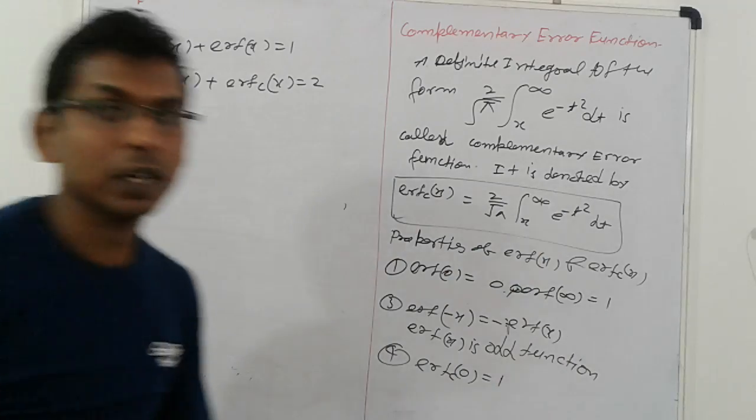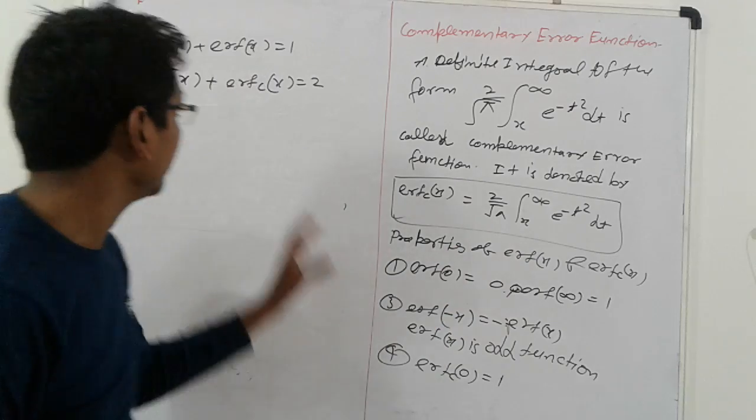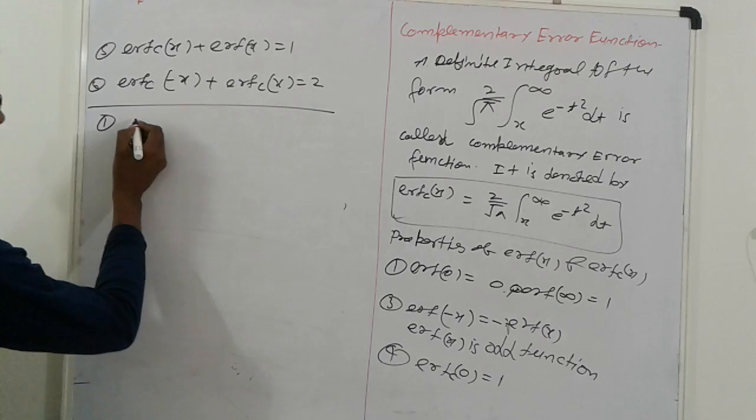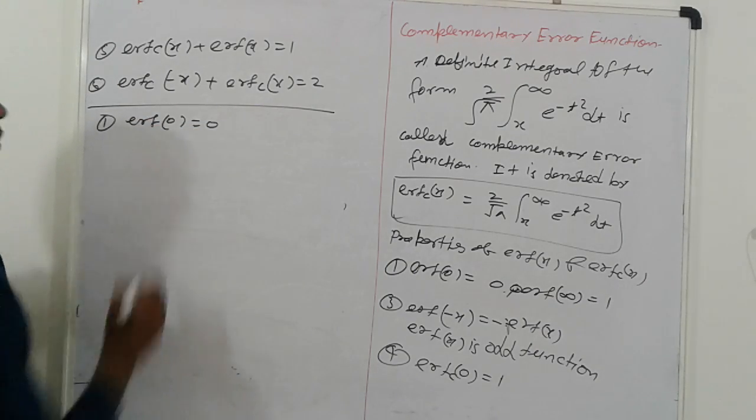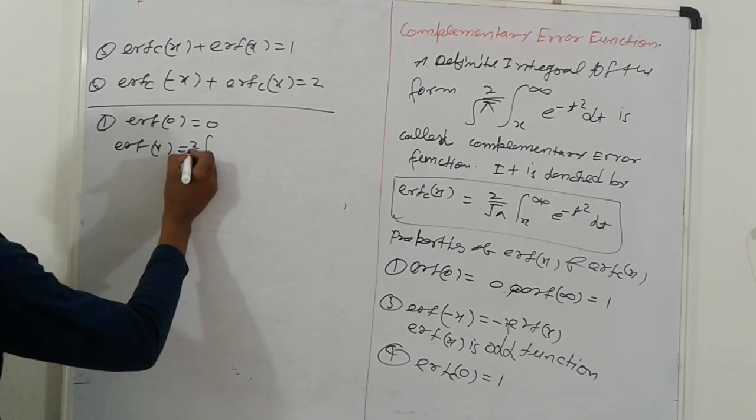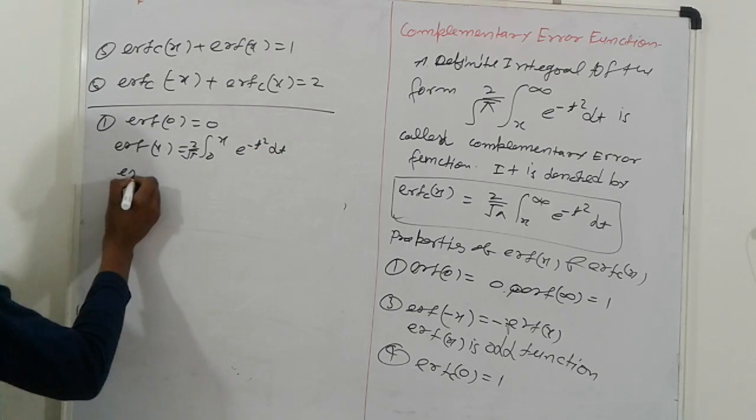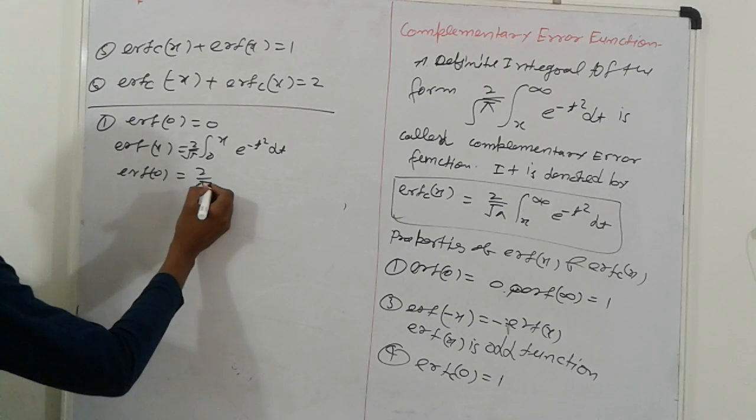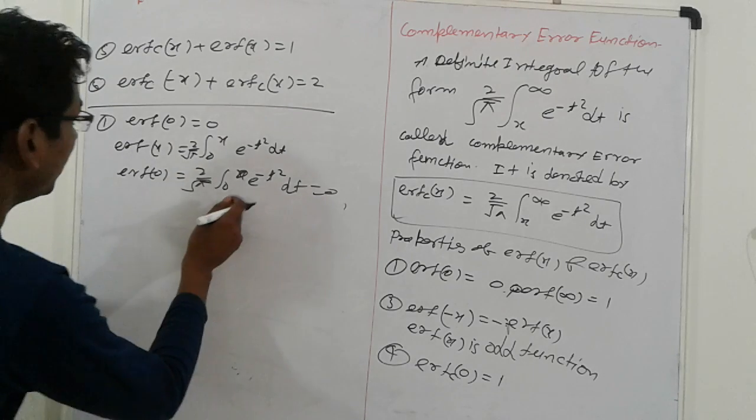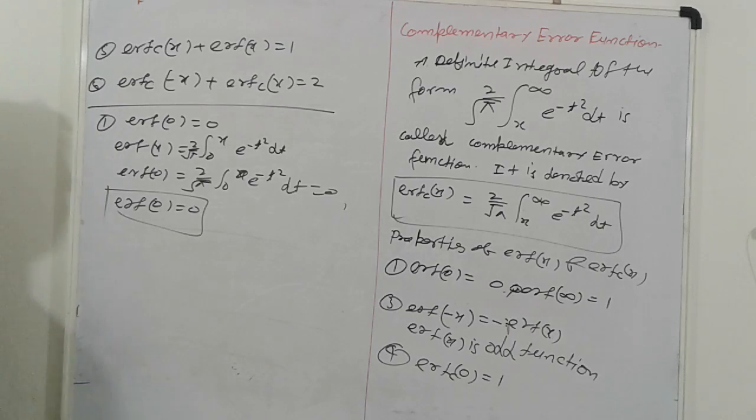So check out one by one how to prove something, the erf of 0 and so on, how to prove all this. So first go to the first property here. First property, what is this? Erf of 0 equal to 0. So we know that erf of x is equal to 2 upon root pi, 0 to x, e raised to minus t square dt. Putting erf of 0: 2 upon root pi, 0 to 0, e raised to minus t square dt. So that is 0. Limit 0 means 0. So erf of 0 equal to 0.